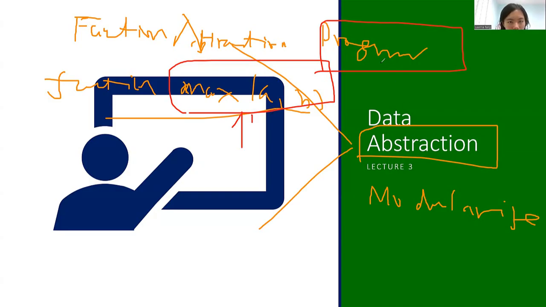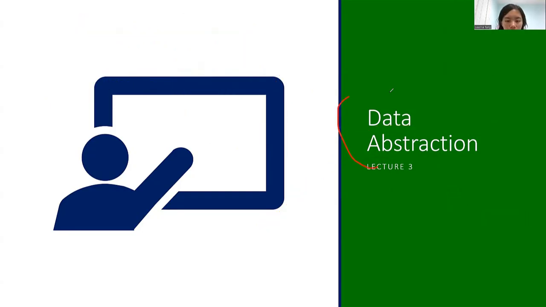So program abstraction means that you use a function to hide the details of the implementation of the function, so that you don't need to see the implementation. When you call the function, you just need to know the function name and what parameters it has. Then you pass the number into the function, and that's good enough. That's called program abstraction. Data abstraction is the second abstraction.